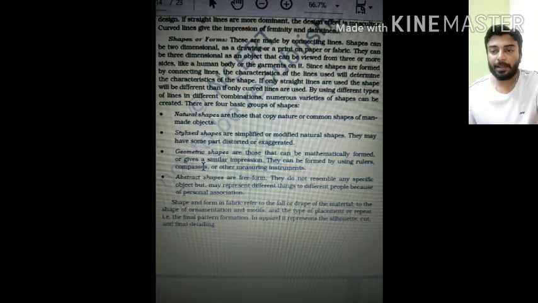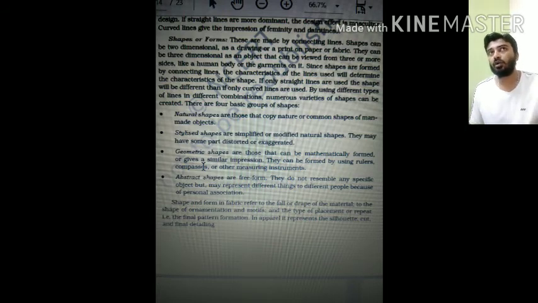Okay, so shape and form in fabric refers to the fall or drape of the material, to the shape of ornaments and motifs, and the type of placement or repeat, that is the final pattern formation. In apparel, it represents the silhouette, cut, and the final detailing of the garment. So this is basically what shapes and forms are.